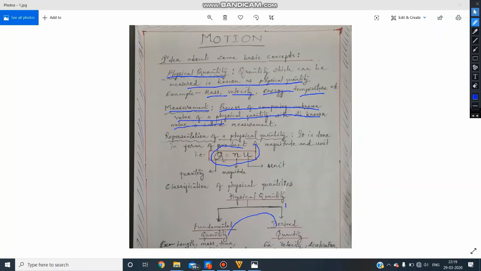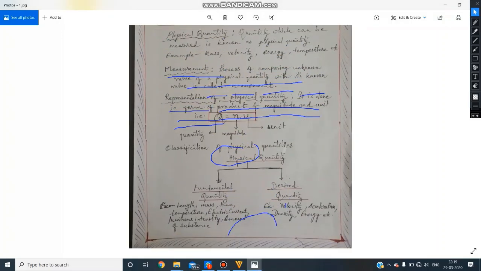Now, fundamental quantities include 7 quantities which are indicated over here. You can go through it. And excluding these 7 fundamental quantities, all other quantities fall in the category of derived quantities. This is how we understand the fundamental and derived quantities.